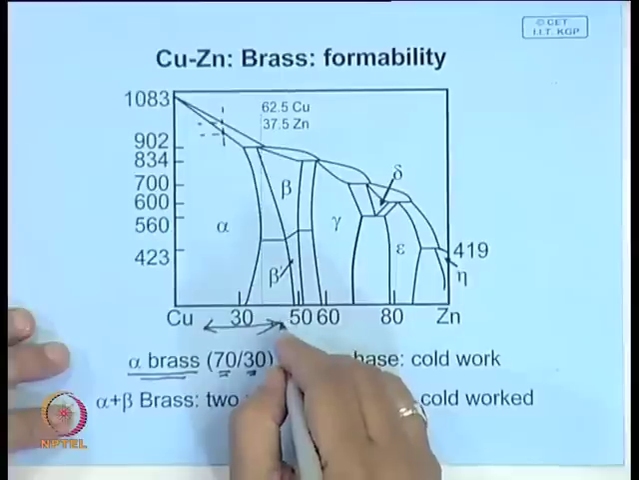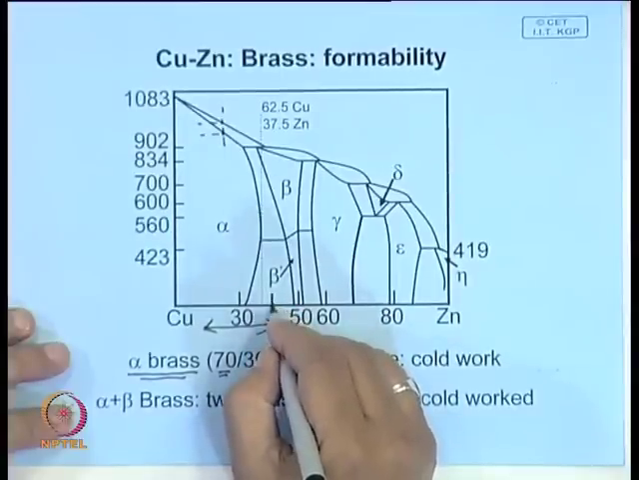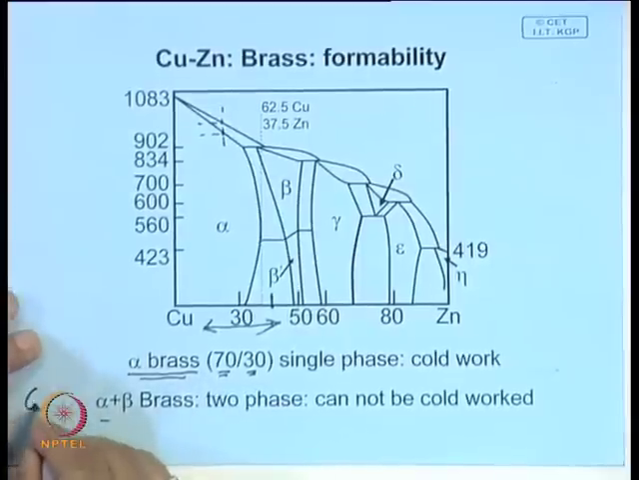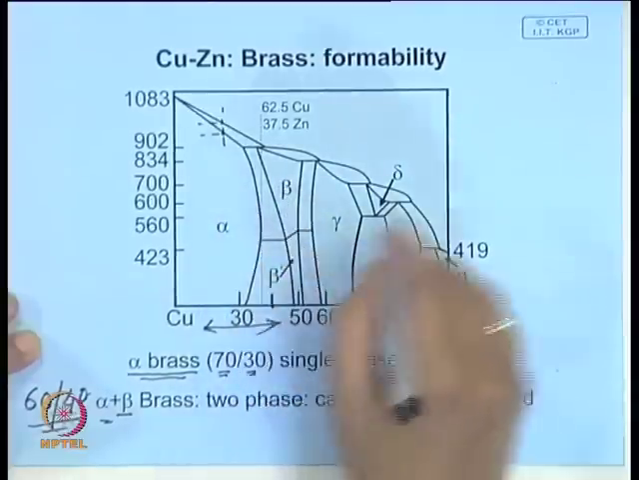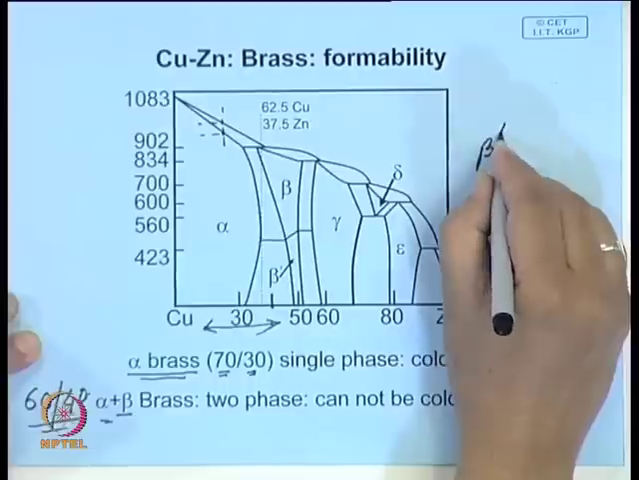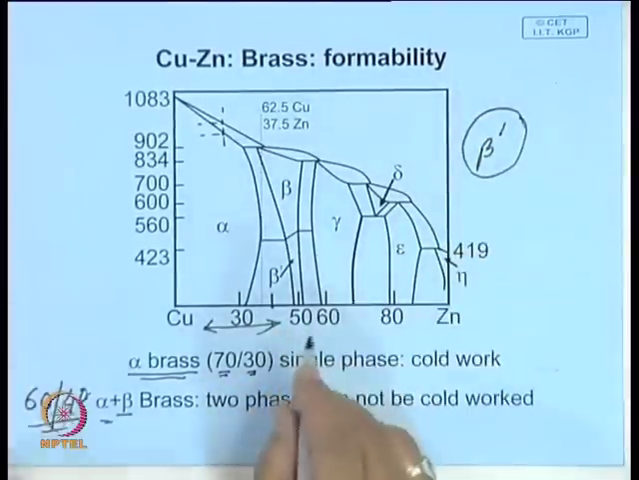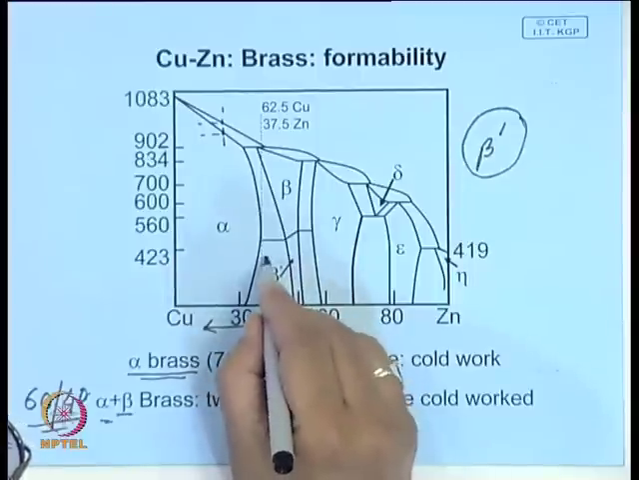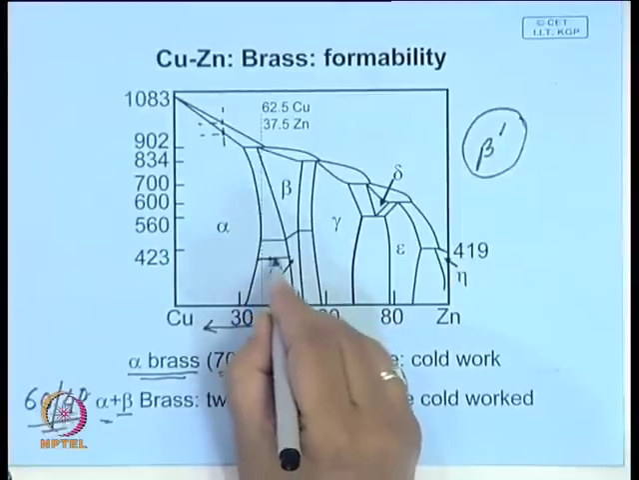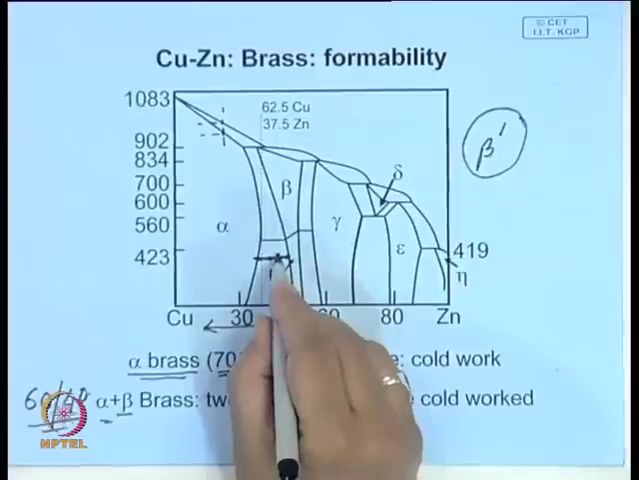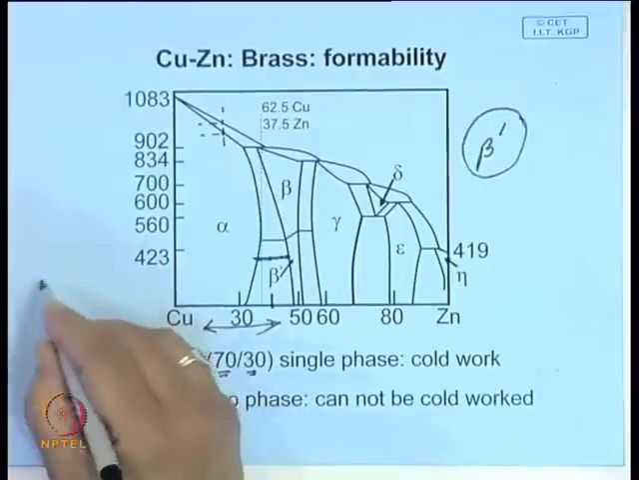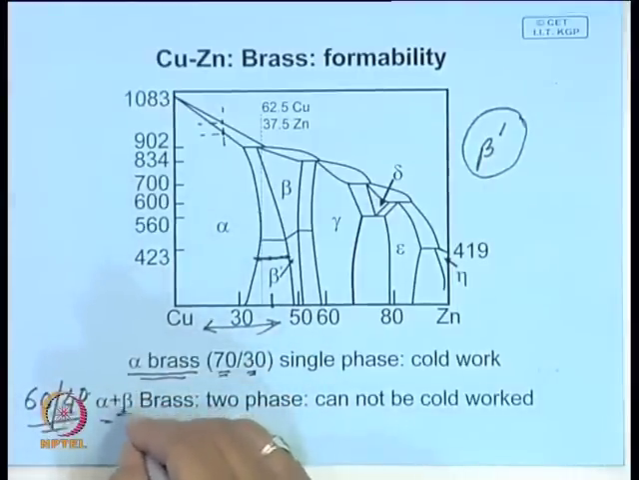But what happens if you have a brass somewhere here, which is 60-40 brass, 60% copper, 40% zinc. At room temperature, it is made up of alpha and beta phase. Beta is an intermediate phase. It can also have an ordered structure. Beta sometimes becomes beta prime. Now, these phases are very brittle, and look at this, a slight change in composition will increase the beta, because this zone is not large. So, a slight change in composition will make a substantial increase in beta. So, here it will have a significant amount of alpha, and within alpha you will have a significant amount of beta.